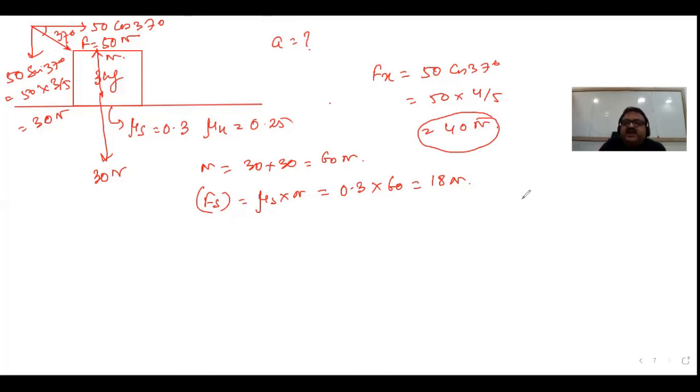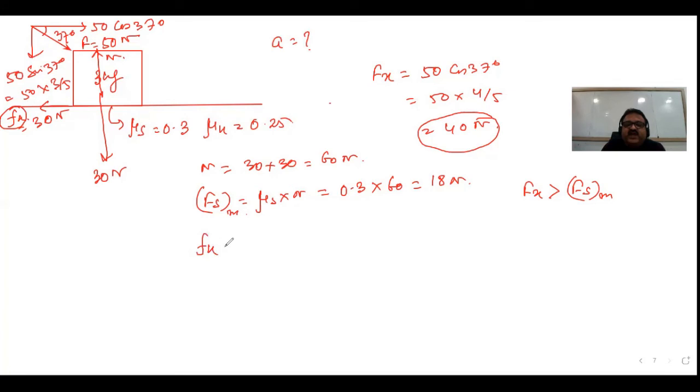That means Fx is greater than Fs maximum. So in this case, obviously the body will slide. And if the body will slide, the force of friction which comes into account is the kinetic friction. Clear? So in this case, the force of friction which acts on the body is kinetic friction, and that will be acting along this direction.